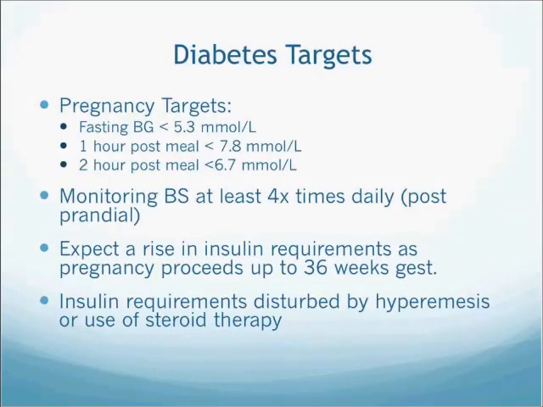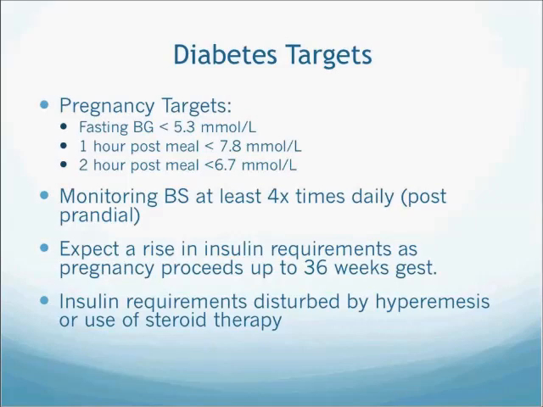Just to go over the pregnancy targets, as they're a bit different than the usual targets that we recommend. The fasting blood sugar for women who are pregnant with CFRD has to be less than 5.3. 1 hour post-meals is 7.8, and 2 hour post-meals is 6.7. So they are much tighter targets, and it's really important to do regular blood glucose monitoring at least 4 times a day, primarily post-prandial, including some fasting, but it's the post-prandial that we really see sometimes fluctuating and needing insulin adjustments.